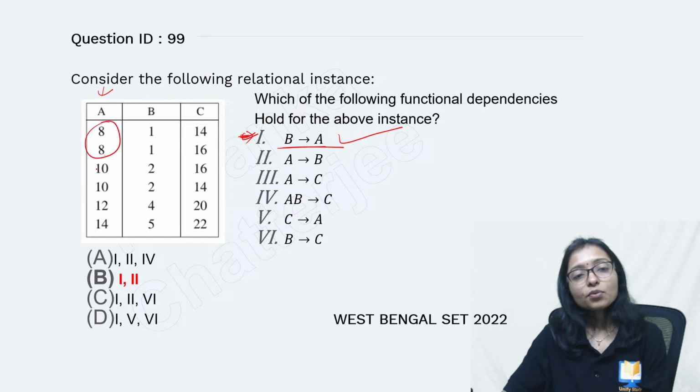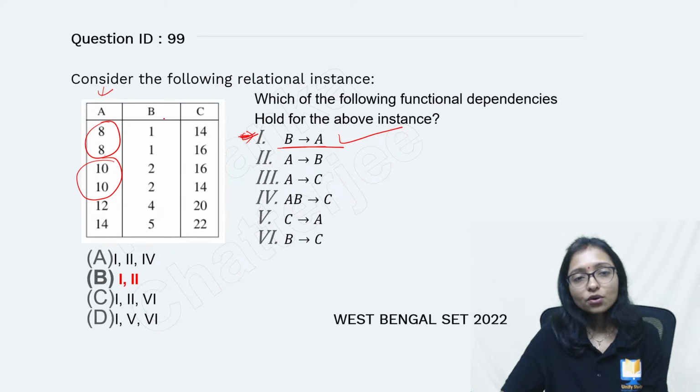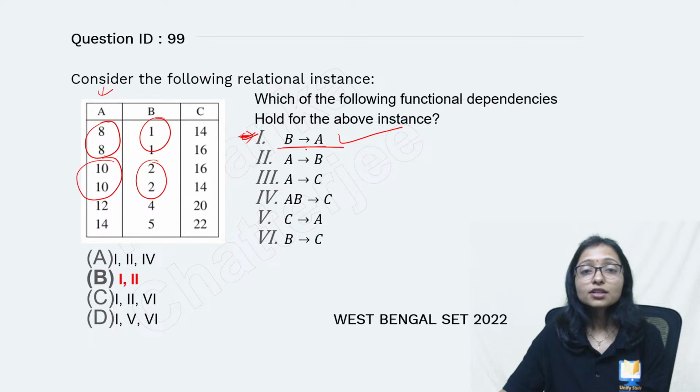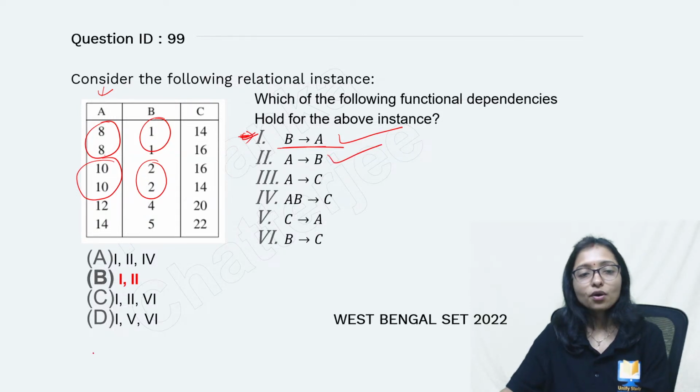Here there are duplicate values, here are also duplicate values. So for that, 1, 1 are the same values, 2, 2 are the same values. No problem. That's why this is also holding. This is also holding. No problem.